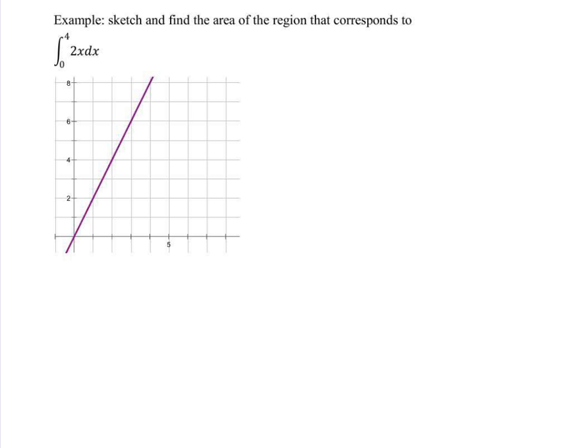So for example, sketch and find the area of the region that corresponds to the integral from 0 to 4 of 2x dx. So it says sketch and find. So I give you the graph already, and then we want from 0 to 4. So here's 0 right here, here's 4 right here. So I'm going to draw a line up, and that gives me this area right here, which is a triangle, of course. So we're going to use the triangle area formula rather than try to evaluate this using our sums.